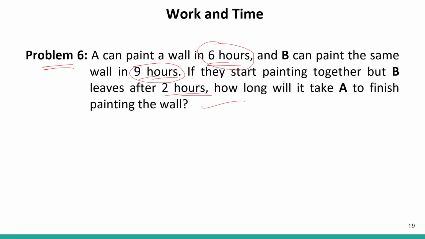So if they start painting together, but B leaves after 2 hours, in this question we have a tricky part here. That is, B leaves after 2 hours. Can you guess what you need to do? We'll have to break the problem into 2 parts: how their work rate is up to 2 hours and after that what it will become. That is how we'll break the problem and solve it, and we'll get the correct answer. So there is no need to be scared in this kind of problem.